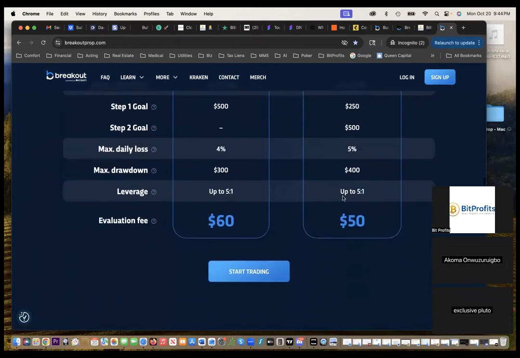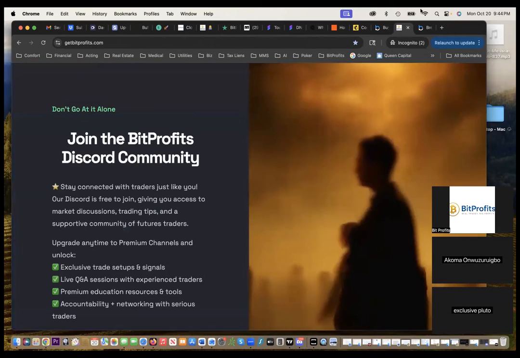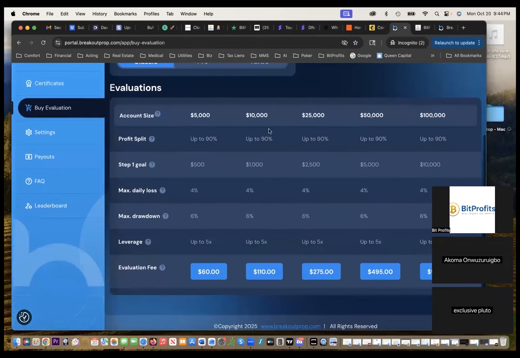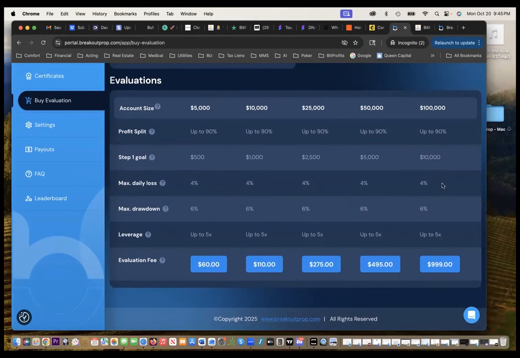Let me show you from here. These are different account sizes that they have. Obviously starting out, I would just say start with a smaller account, so you can learn the platform and how it operates and learn how to trade. But think about it. You can get $100,000 of trading capital for $1,000, bro.